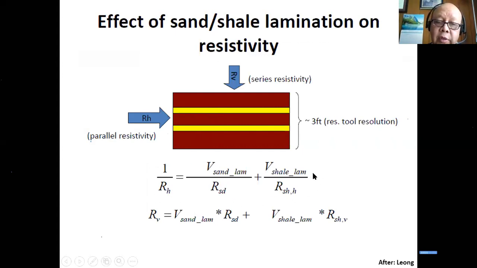So when you solve a parallel equation, the effect of the lowest resistivity will have the biggest impact, which means the conductive shales will have the biggest impact on the resistivity which is being measured, which means you are always going to have low resistivity measured in the horizontal direction. Whereas when you are looking at the RV measurement, the current has to pass through this bed as a series resistor. In a series resistor, it is a straight addition, so the highest value will have the biggest impact. So your RV will always be higher than RH because of the way that the resistivities are combined.